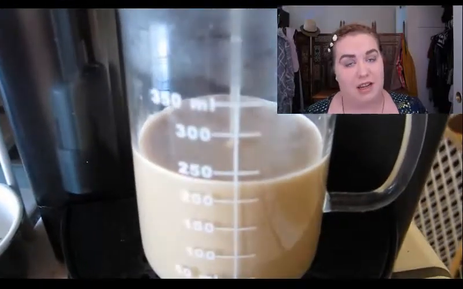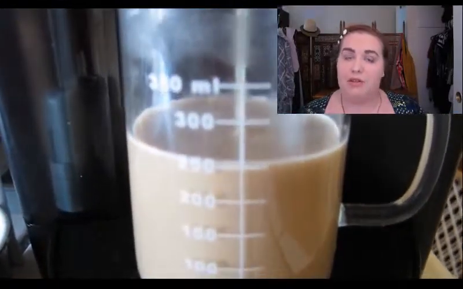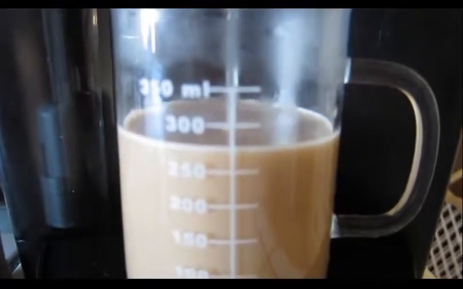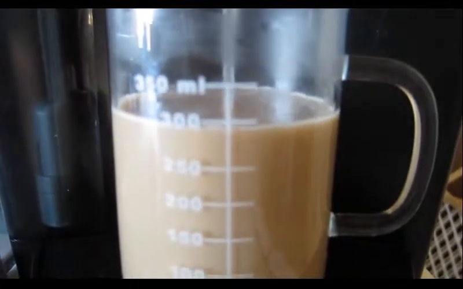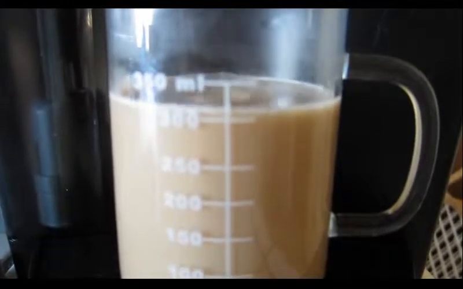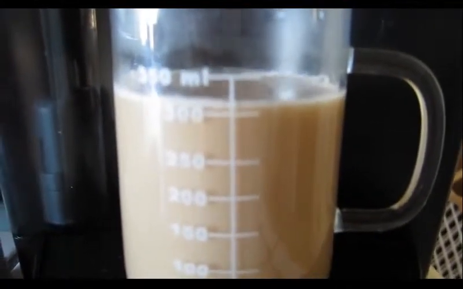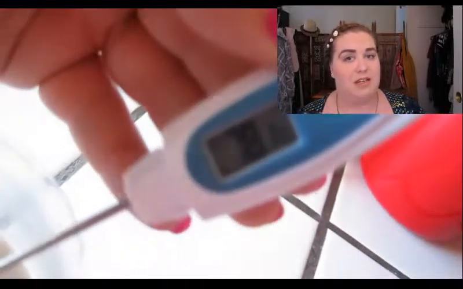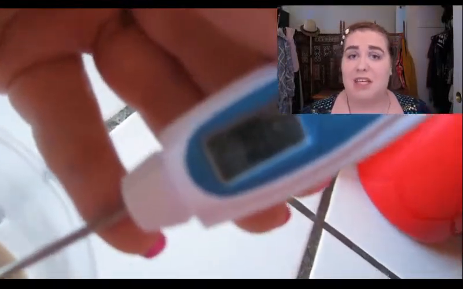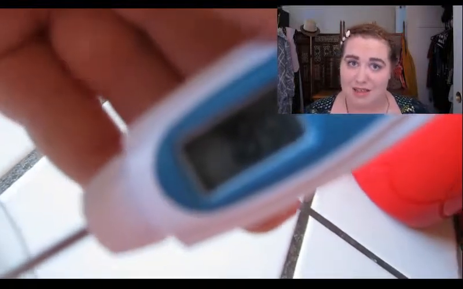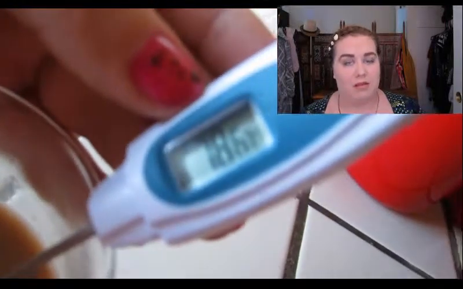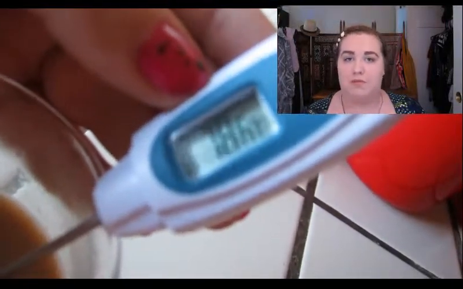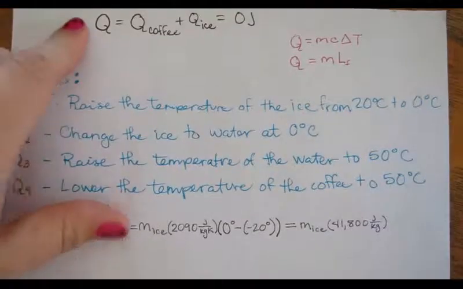On the largest cup setting of my coffee maker, I get about 300 milliliters of coffee. And when I take the temperature of the cup, my instant read thermometer tells me that it's a steamy 78.6 degrees Celsius. What I would like is for my coffee to be a warm, not hot, but drinkable 50 degrees Celsius.